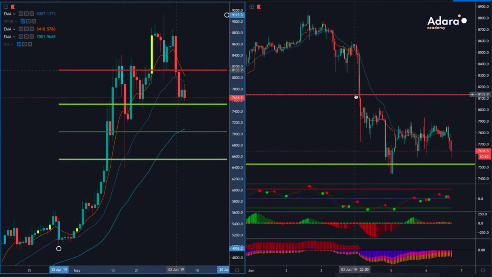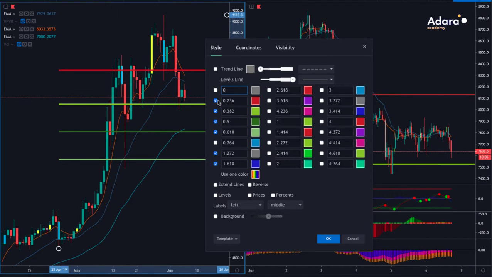Fibonacci's use a percentage of the previous move. So the red line, which is here, represents a 0.23 retracement. This kind of green line represents a 0.382. The greener line is 0.5, so a 50% retracement, and then this one down here is 0.618, which is a 61.8% retracement.